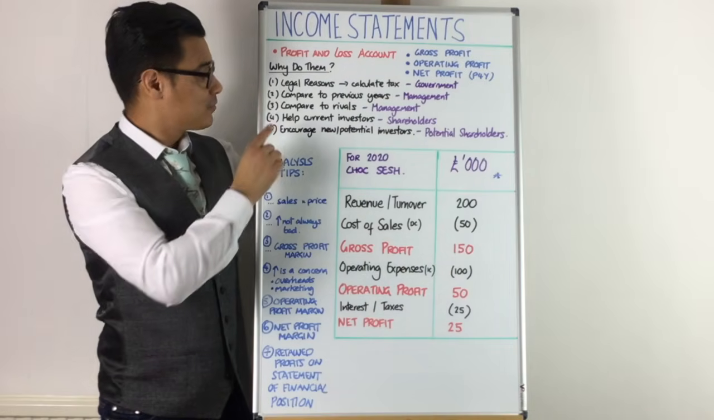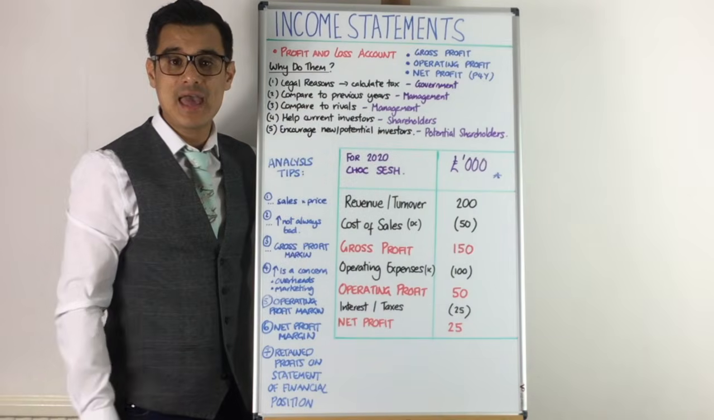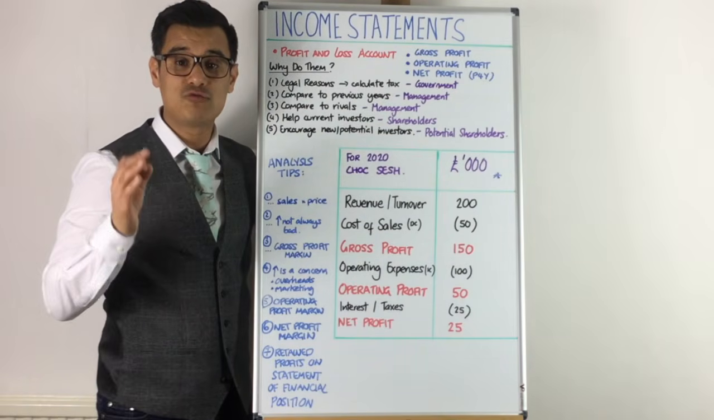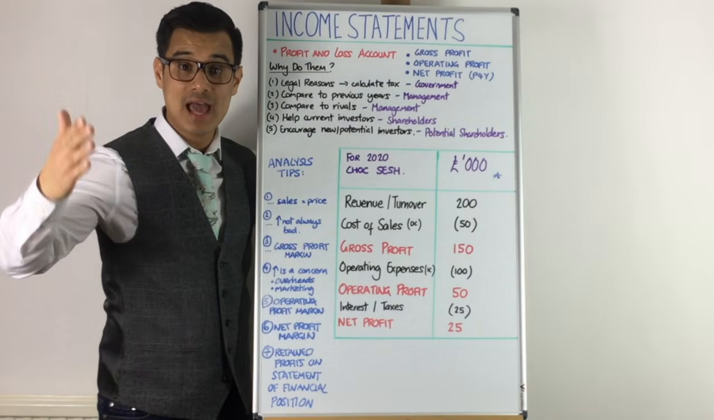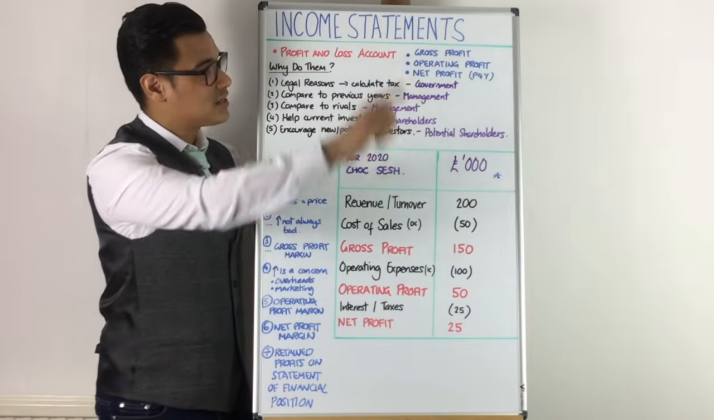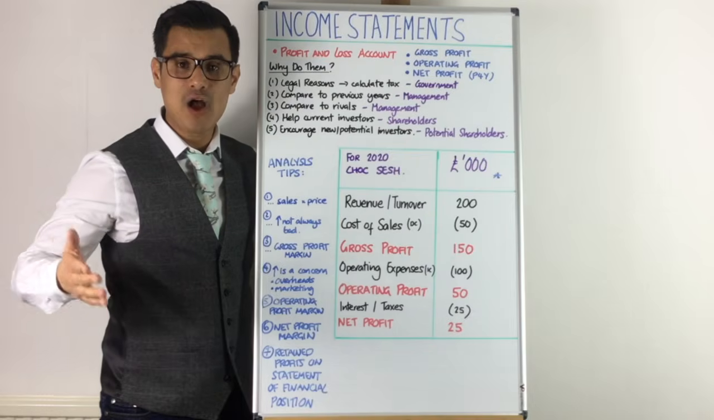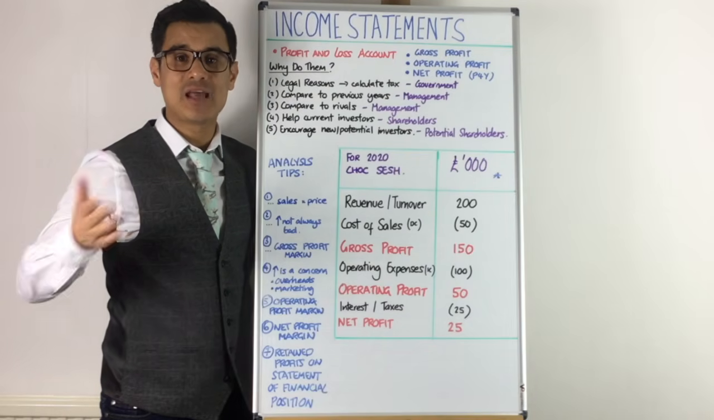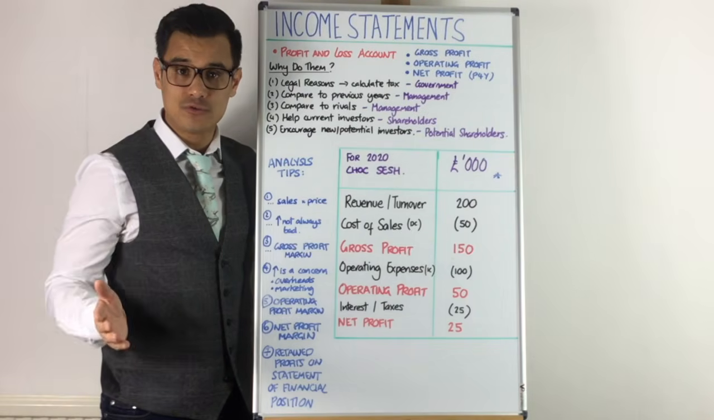And number 3, similarly, is you want to use it to compare to your rivals, because you might have rivals in the same industry, and you might notice that they are producing a better net profit than you. Well, then you might want to compare to those rivals and work out how they're managing to do that, and if that's something that management can try and replicate in order to improve.